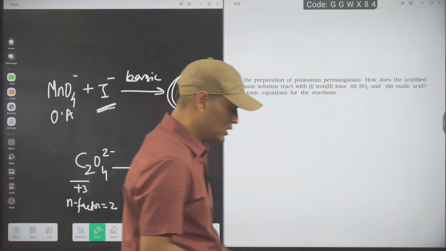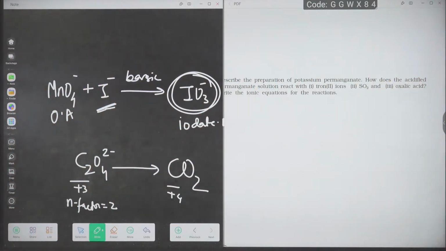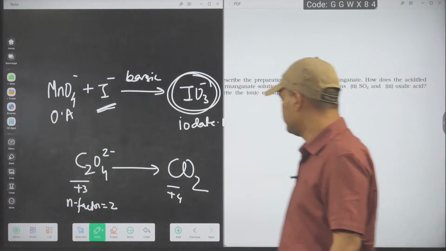ठीक है? तो एक बार देख लो: I- to I2 in acidic medium, IO3- in basic medium or neutral medium.